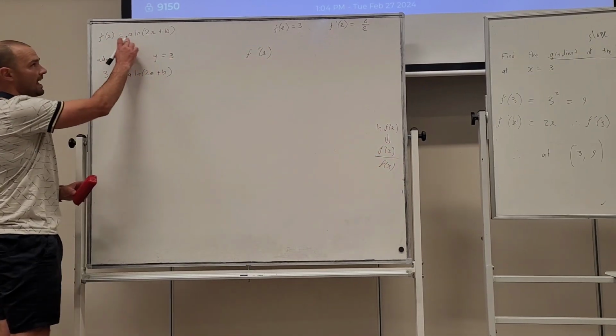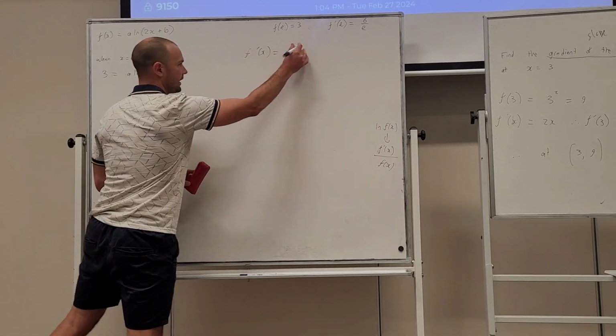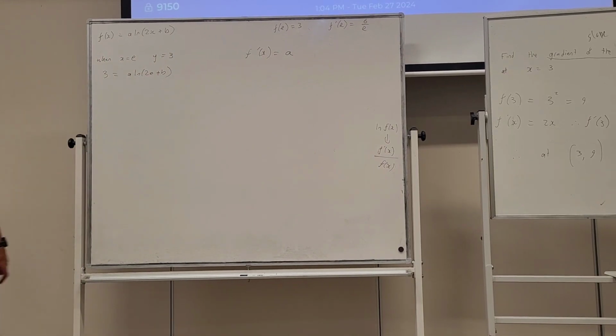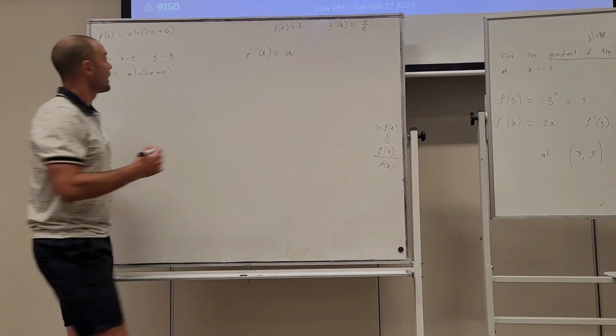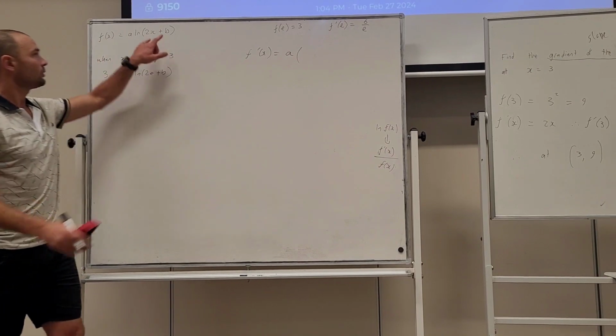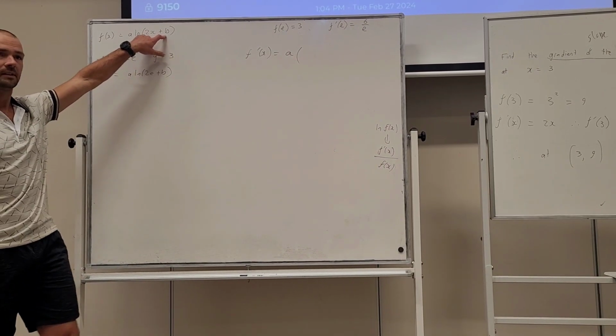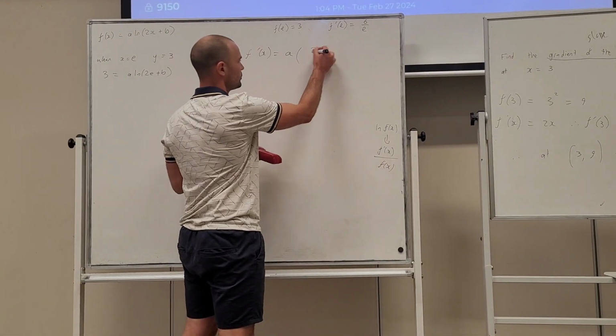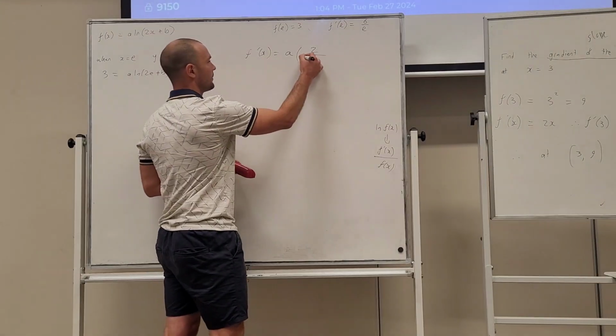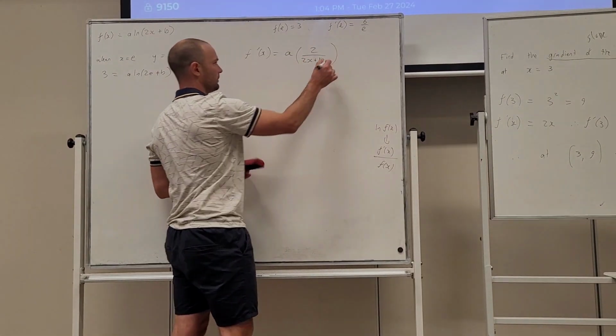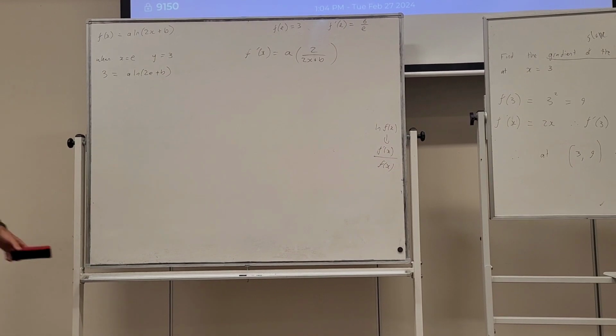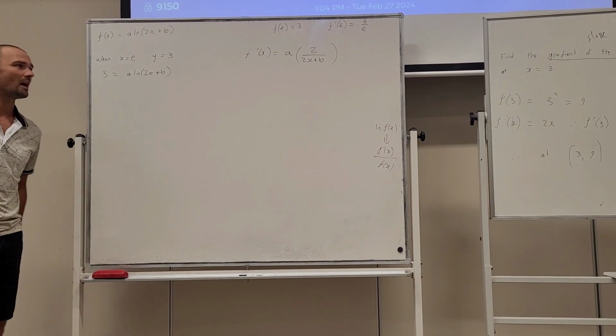Now we've got this a out the front. The a is just going to hang out there because it's a times the function. So that's going to stay there. And the derivative of 2x plus b will just be 2. So 2 goes at the top. And then we have the 2x plus b at the bottom. So far we've got 1, maybe 2 marks.